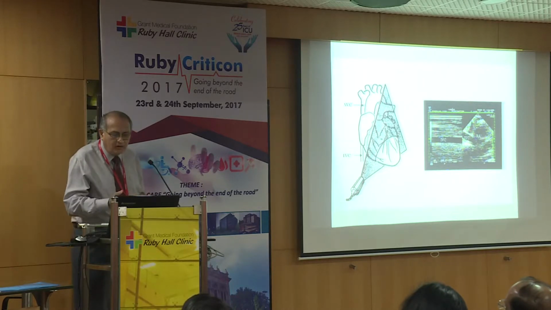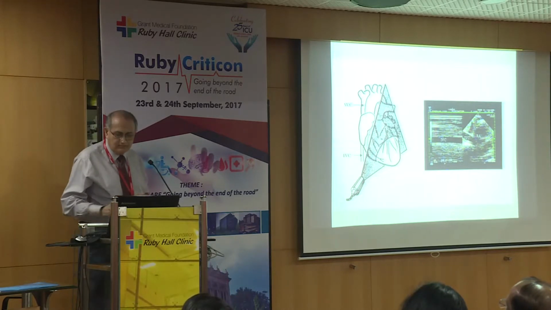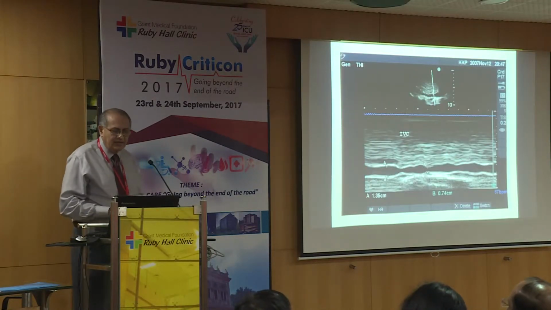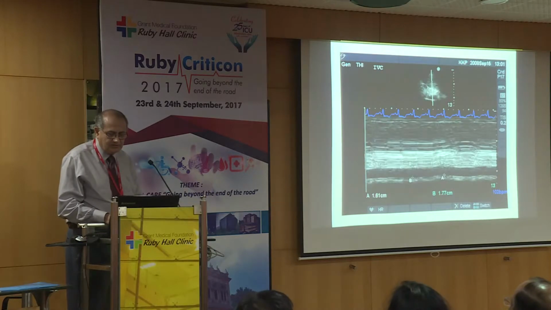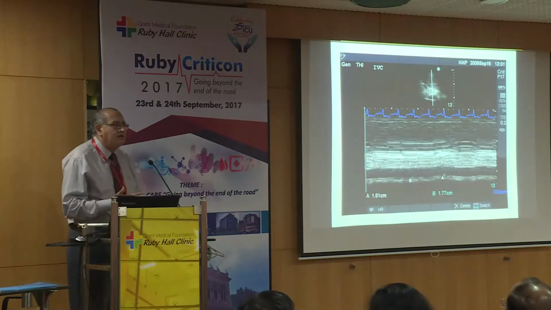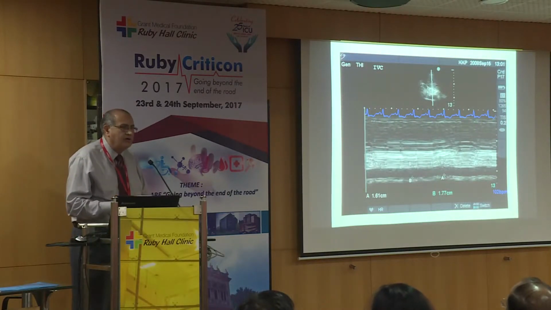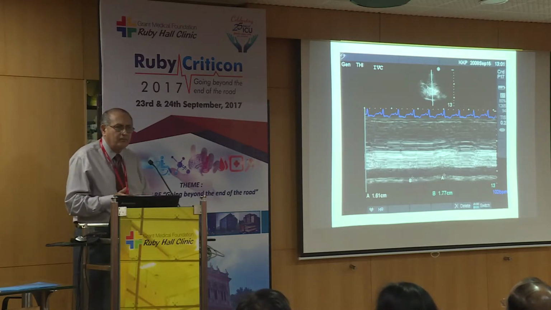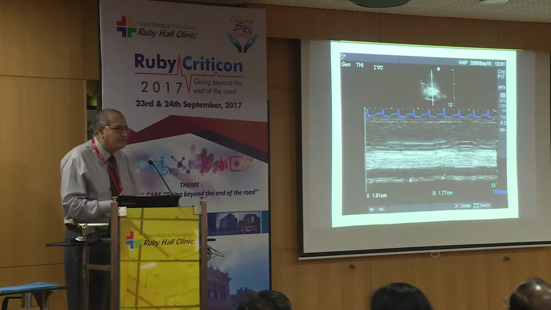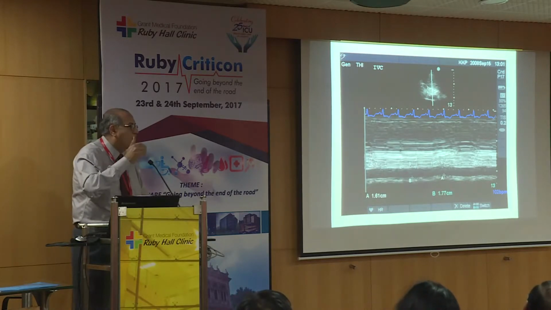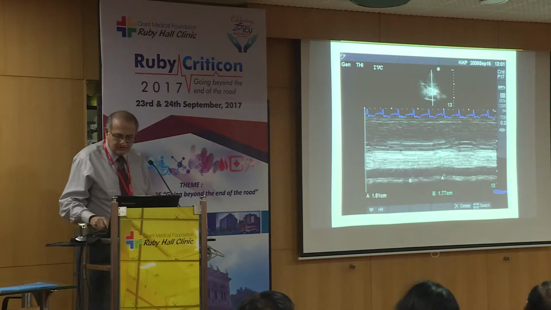So echo also tells you about IVC compressibility. I'm not going to go into details of that; it has been explained. This is the IVC compressibility, as you see over here. It gives you the idea whether a fluid challenge should be given or not. It also tells you whether there is a right-sided problem, or a cardiogenic problem such as regional hypokinesia. So this is once again how you think. Your thought process should be in this direction.